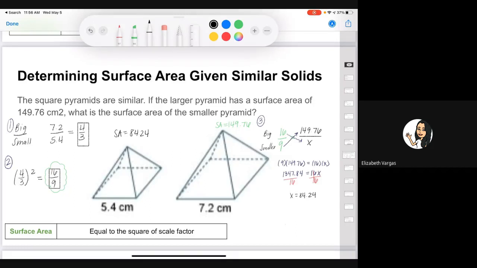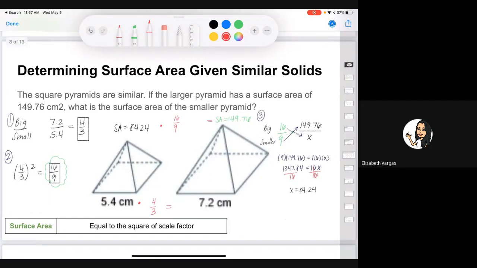The scale factor of the surface area is telling me what my surface area was multiplied by to give me my resulting surface area. And the answer is 16 over 9. And the scale factor tells me what my different dimensions, my different sides, were multiplied by to give me my resulting sides. Okay, questions here?